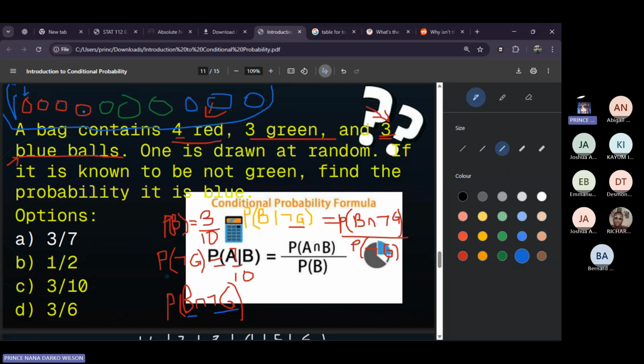Since the red ones, even though they are not green, are not blue either, they are out of the problem here. If we come to this side too, the question says they must not be green. So they must be blue and also not green, so these are also out of it. That will mean that the only balls that are blue and at the same time not green are these 3 balls right here, which also happen to be the exact 3 blue balls. Mr. Kayu, is this clear?